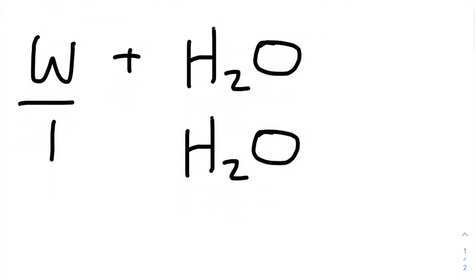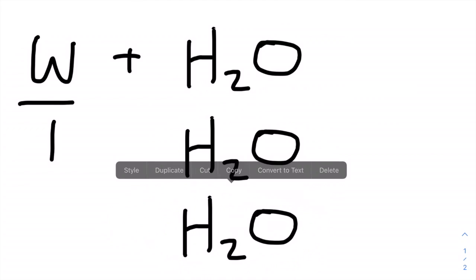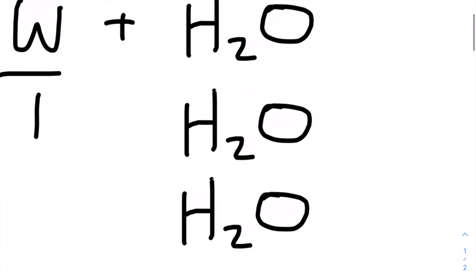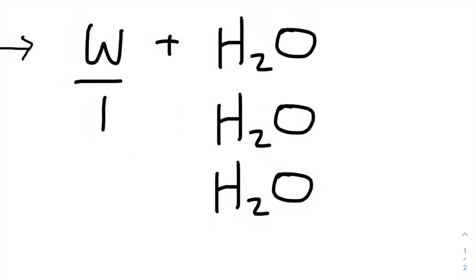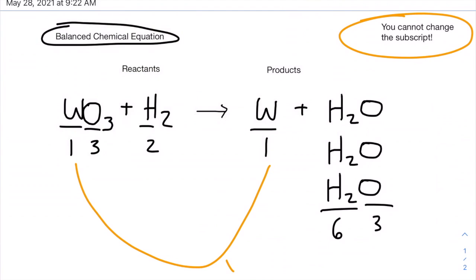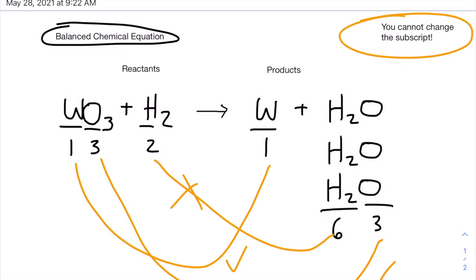So here I've got 2 oxygens, so I guess I need 1 more water molecule in order to have 3 of them. Okay, but now that I have 3 of these molecules, I've also changed my number of hydrogens. So let's count these up again. Hydrogens, I got 2, 4, 6. Add them up just like algebra. Oxygens, I've got 1, 2, 3. Boom. All right, let's take a look at our balancing. Tungsten is balanced. Hydrogen is not. Oxygen is balanced. All right, we're closer.